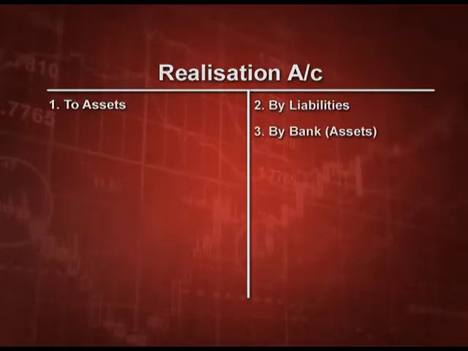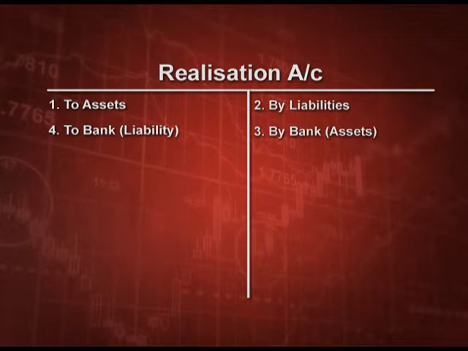Now, when we realize the asset, that is money is coming, bank account debit, money is coming to realization. It's a gain, so it comes on the credit side. And when we pay the liabilities, entry number 4 is realization account debit to bank account, money is going. So, it is an expense, it comes on the debit side. You just remember one rule: on the debit side, all expenses; on the credit side, all gains. So, this way it will be very easy.